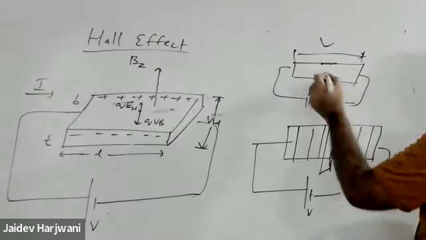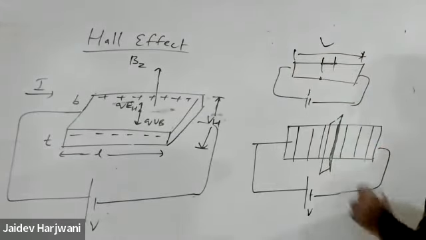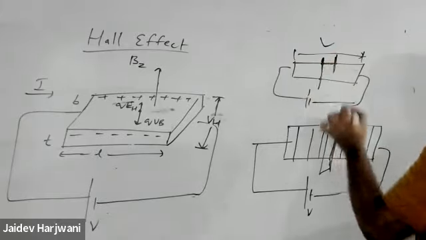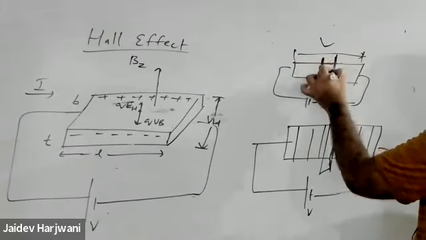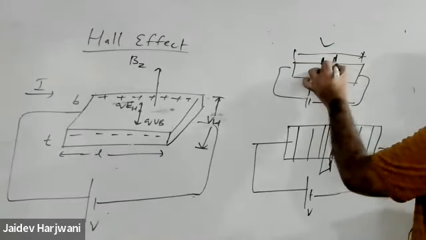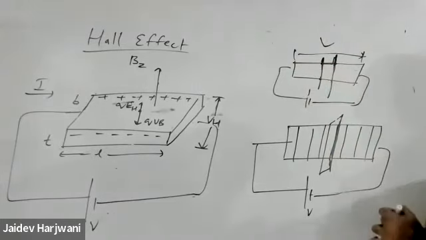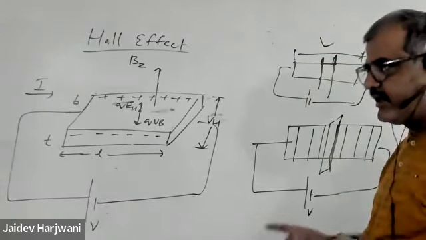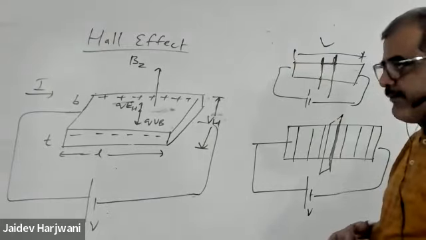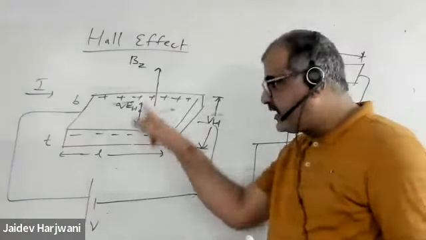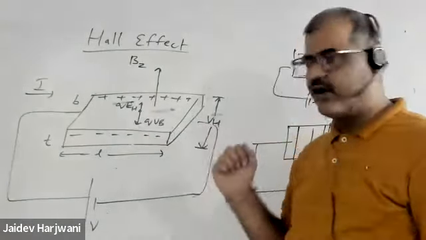Here to here there is also a potential difference, in these planes. But if these two points lie on the same plane, then this is an equipotential surface and there is no voltage. But when you apply a magnetic field and you get a voltage, that is called the Hall effect.